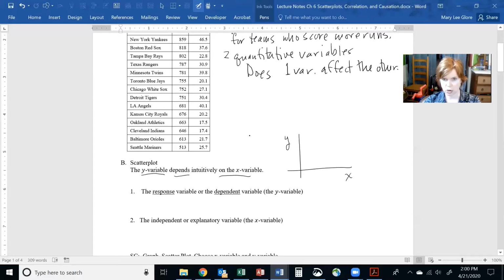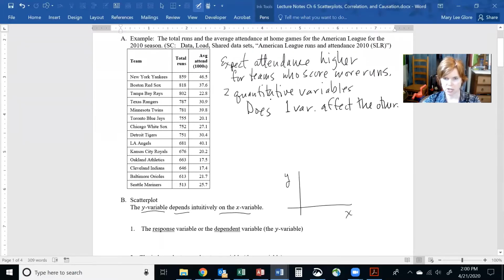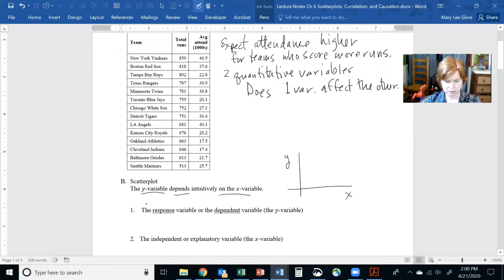In our question or our expectation, we think if you score more runs, then you'll have higher attendance. So we think of attendance being a response to the number of runs. So y would be the attendance, which would depend on x, and in algebra, we always write that y is some function of x. So we're going to use that same idea that y depends on x.